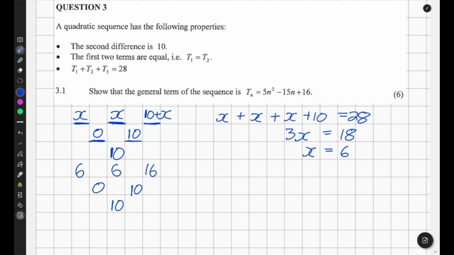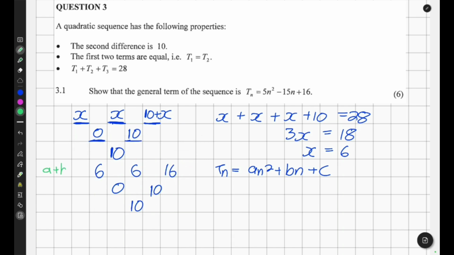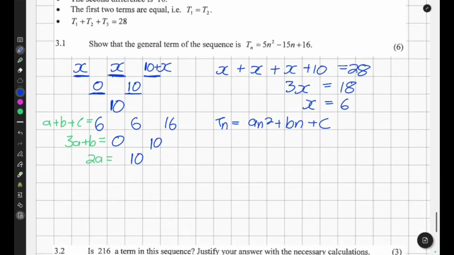Now I can start to figure out what is Tn equals an squared plus bn plus c. Now I know there are many different methods that the schools employ. I'm going to stick to the one that's in the textbook. So we are going to write all the values on the left. I didn't give myself enough space, so I'm just going to do that. And now I know this is going to be a plus b plus c is equal to the top value, 3a plus b is equal to the middle one, and then 2a is equal to the bottom one. I'm going to start from the bottom and just say, okay, I know that 2a is equal to 10, and therefore a is equal to 5. Okay, I have a.